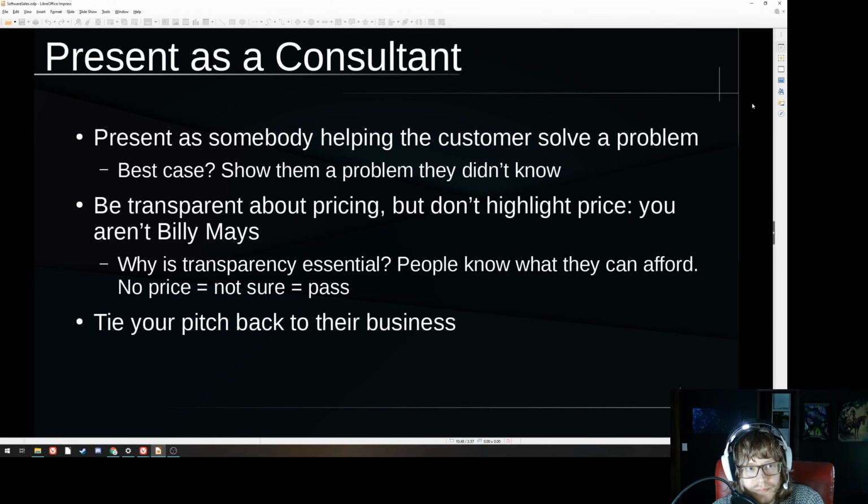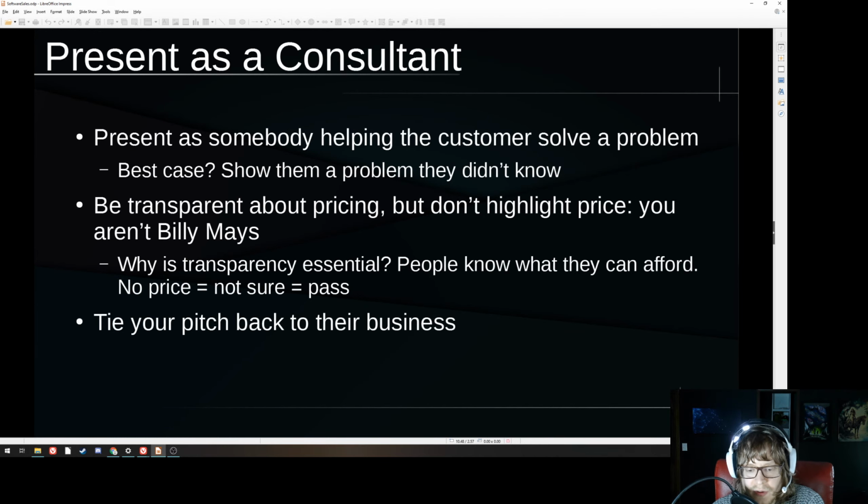All right. Don't present yourself as somebody who is trying to sell them something. Present yourself as a consultant, as somebody who is helping them to solve a problem. The best case when you're showing the customer the problem that you can solve is that you show them a problem they didn't know that they had. So if you show your customer a problem they didn't know that they had, then you can be the solution that matches their problem. Remember, most software is a solution in search of a problem.